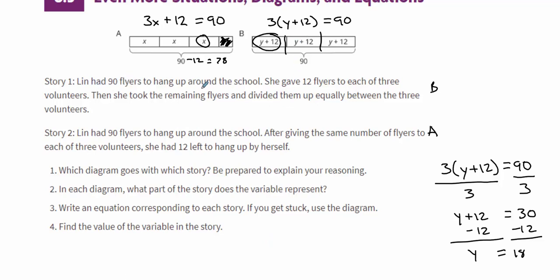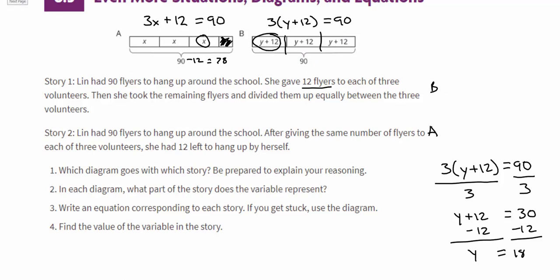So in story 1, she gave each person 12 flyers, and then the remaining flyers she divided up equally, so she gave each one 18. So this person had 18 plus 12, this person had 18 plus 12, this person had 18 plus 12, for a total of 90 flyers altogether.